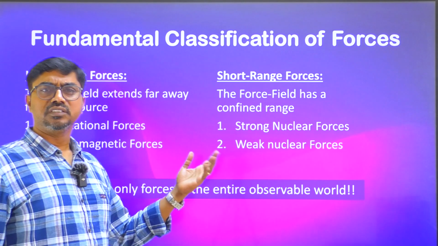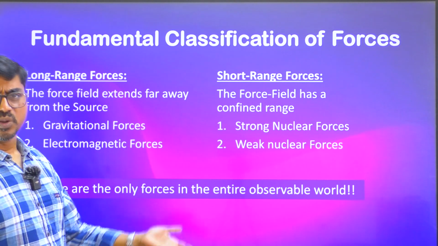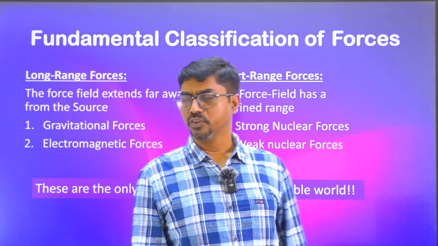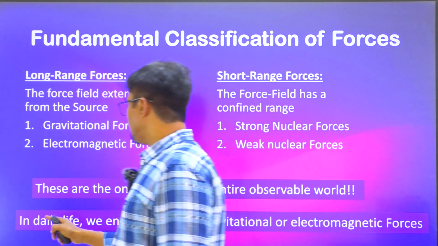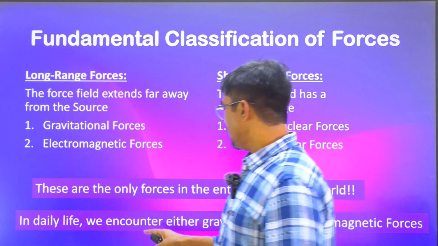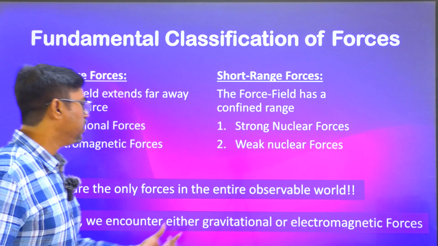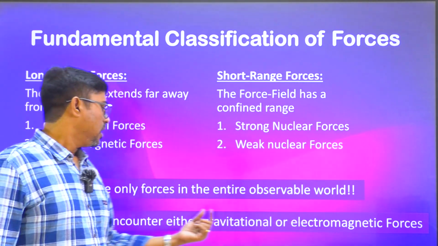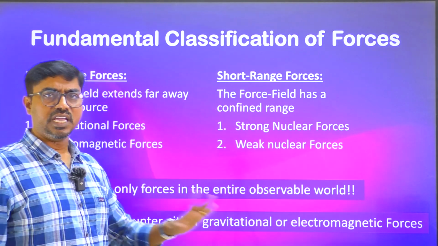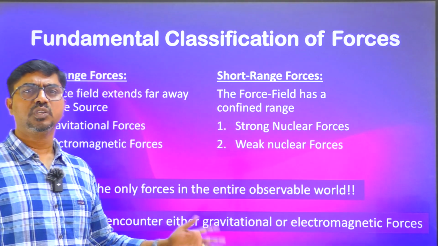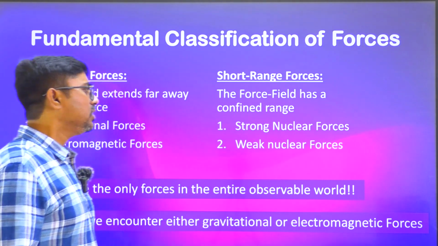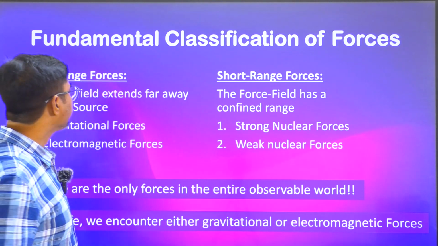For example, friction is electromagnetic force. Normal reaction, electromagnetic force. Tension, all that is also electromagnetic force. There is one statement that you need to remember. In daily life, that means at macro scale, we encounter only two kinds of fundamental forces, either gravitational force or electromagnetic forces. So in daily life, except gravity, whatever you observe is fundamentally electromagnetic, like friction, normal reaction, tension, all these are electromagnetic in nature.